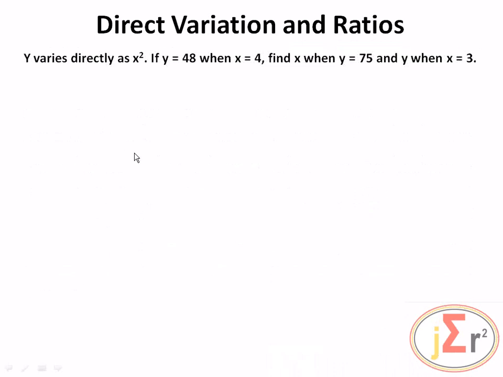So the other problem that we solve is going to be done by using ratio also. So we're going to write the ratio y to x squared. We cannot write y to x because y is not said to vary directly as x. Y varies directly as x squared.